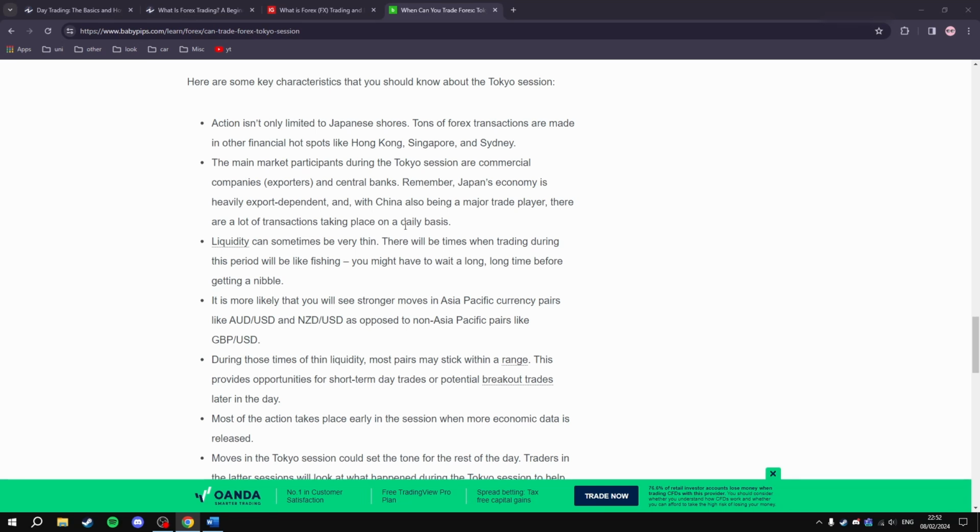Liquidity can sometimes be very thin. There will be times when trading during this period will likely be like fishing. You might have to wait a long time before getting a nibble.